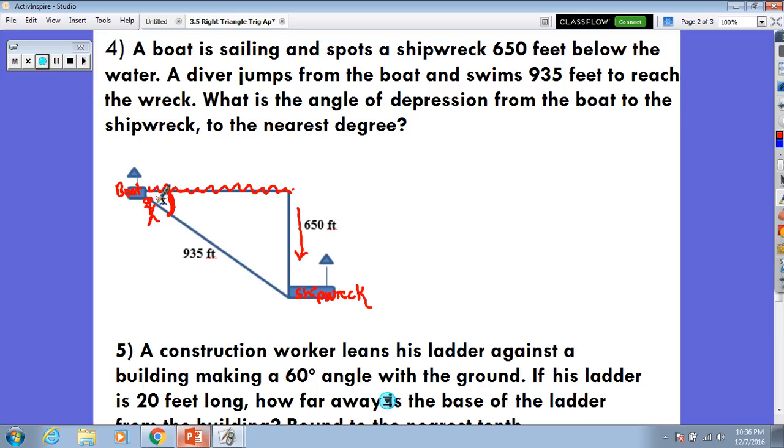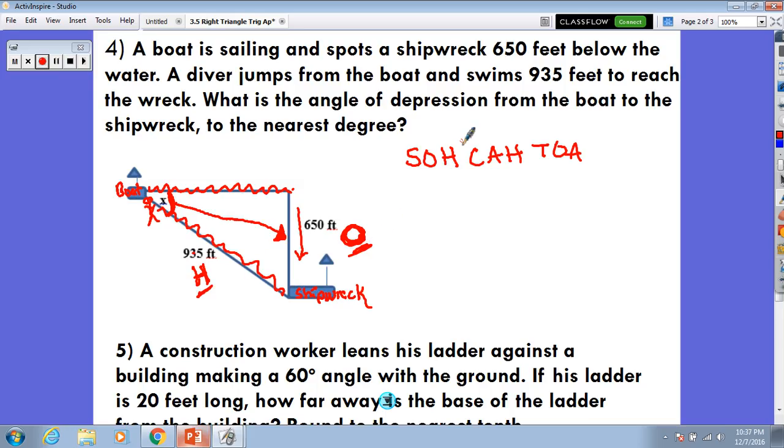So I already have my stick man there, so I'm going to leave him there. Now let's figure out what sides we have this time. So right across from that angle, if I draw a straight line, that always gives me the opposite side. Now this time, the diagonal is one of the sides with the number next to it. So that means I'm using H. So I have O and H. Let's write out SOHCAHTOA. Alright, so which one only uses opposite and hypotenuse? That would be the sine function.